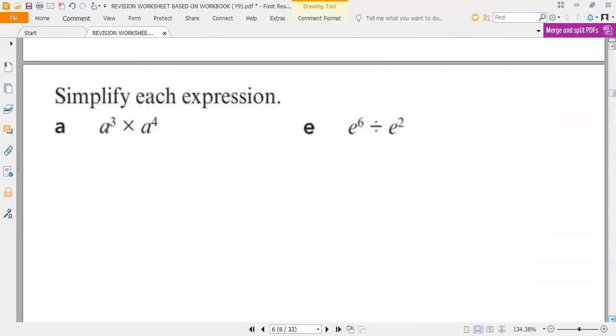Okay, next one is a very easy question. We are just adding the power. So the answer is a to the power of 7, since 3 plus 4 will turn into a 7. And question E, the letter E is given, the base, and because it's a divide, we have to minus the powers. 6 minus 2 will be a 4. Very easy.